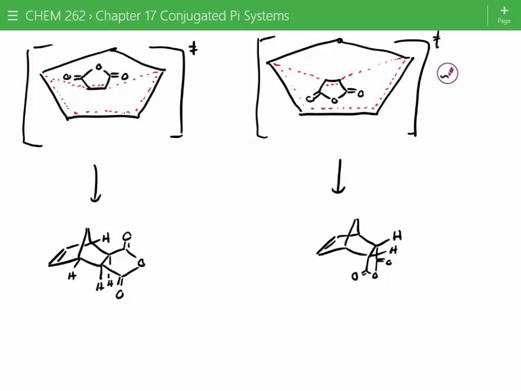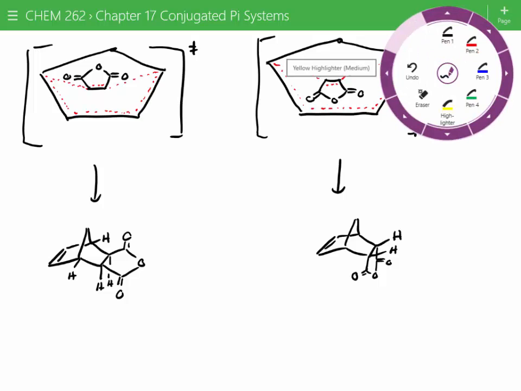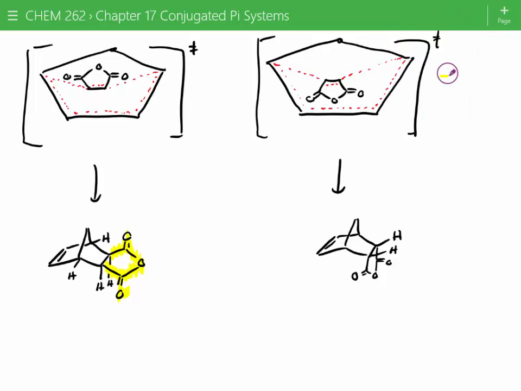All right, so now if we look at our dienophile, I'm going to highlight our dienophile. In this case, our dienophile will be highlighted in yellow. It's pointed away from our ring. If we look at our dienophile that's added on now, it's actually pointed towards the ring. So in this position, it's equatorial. And in this position, it's axial.